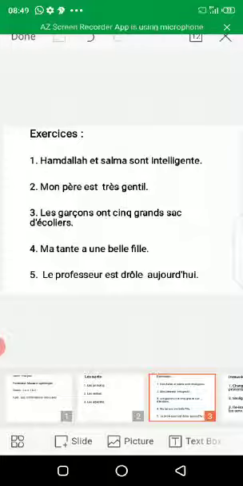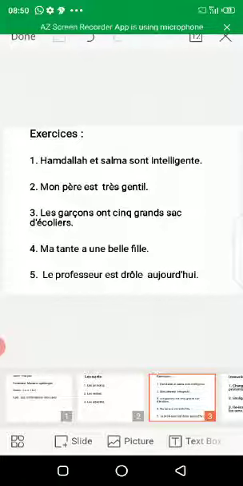Why? Because Hamdallah and Salma are girls. They are feminine. So my intelligence must be in the feminine form. Hamdallah et Salma sont intelligentes. Qu'est-ce que cela veut dire? What is the meaning of this sentence? Can somebody tell us? Bravo! Hamdallah and Salma are intelligent.